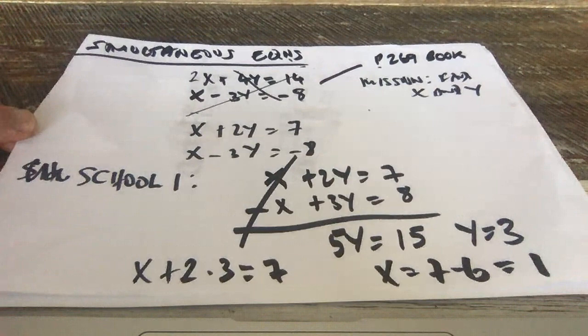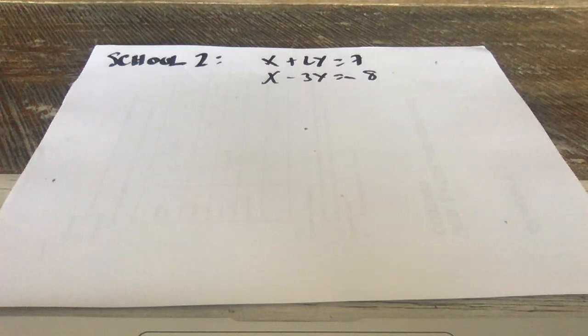But here's a little bit more sophisticated way. When I went to college, I realized there's a little bit more sophisticated way to do things, and probably a better way to do it. So what you do is you use one of the equations to solve for either x or y, and you substitute that into the second equation.